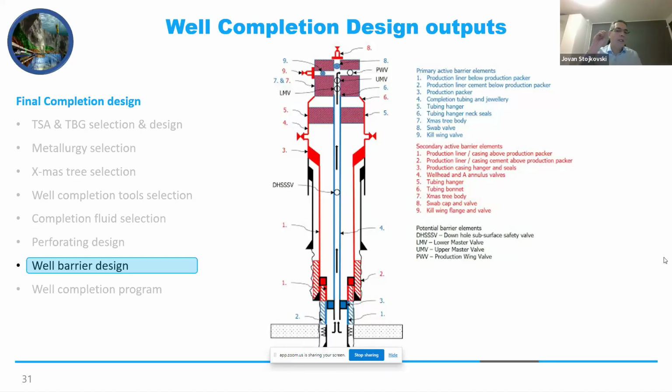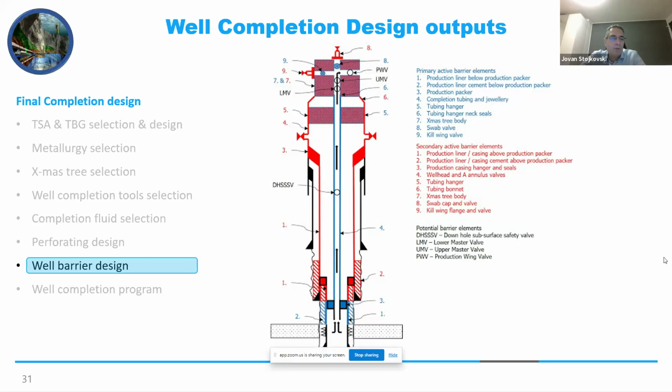So in that moment, we need to react fast and put the plug below the packer to isolate the reservoir. If we didn't design our completion to have this landing nipple on the bottom of our completion, below the last packer, we couldn't have succeeded. So it is really important to understand your well barriers.